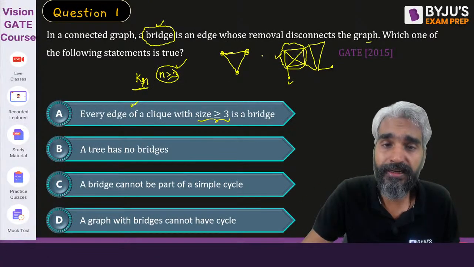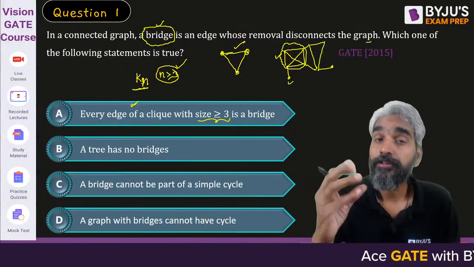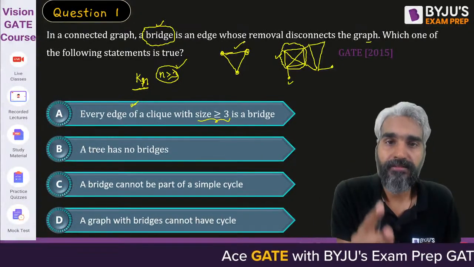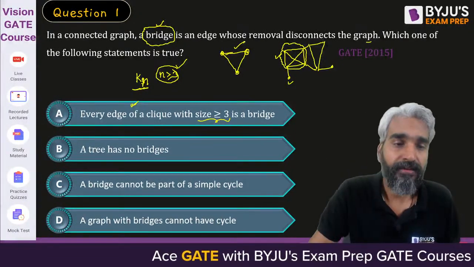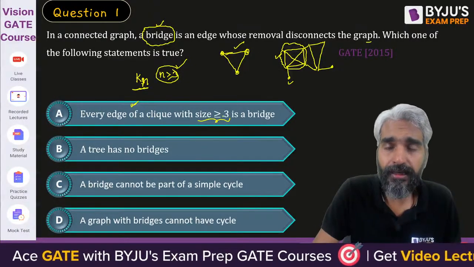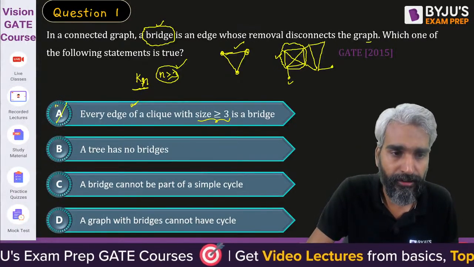Now, if you delete any edge from a cycle, it cannot be a bridge. So the idea is, the edge of a cycle can never be a bridge. So here it is saying every edge of a clique is a bridge. No edge of a clique is a bridge. So option A is false.